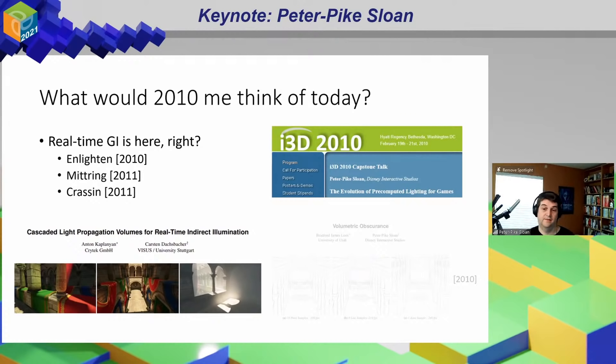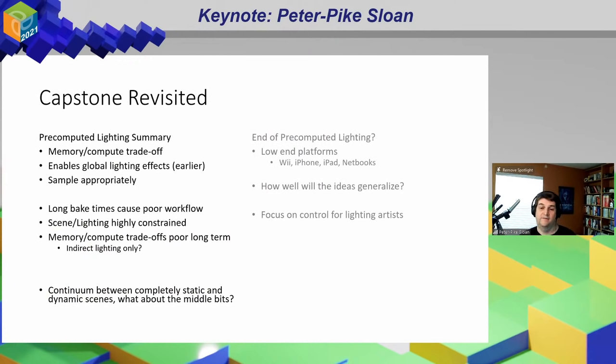And so it seemed like this stuff was going to come, and I'm talking about something that has a short shelf life again. And in revisiting this presentation, I have my summary slides, and I think a lot of them are still true. One was, there's this memory compute trade-off. So you can think of pre-computation as essentially time travel again, where we're trading memory for compute, so that we can essentially enable global lighting effects earlier than we would if we just relied on raw horsepower to do this.